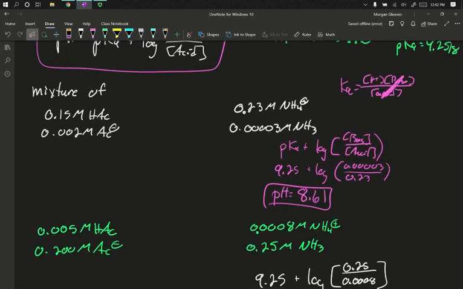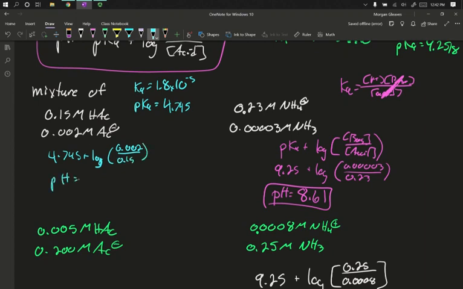If I want to do that for my acetic acid, well, the Ka of acetic acid is 1.8 times 10 to the minus 5, so the pKa is 4.745. 4.745 plus the log of the base, 0.002 over the acid, 0.15. Our pH is 2.87. A 1 molar pure vinegar would be 2.37. So we have a little bit of base. It should make it a little bit more basic.